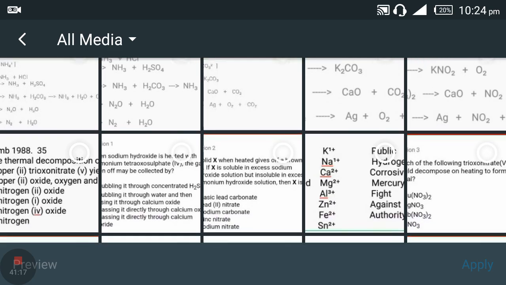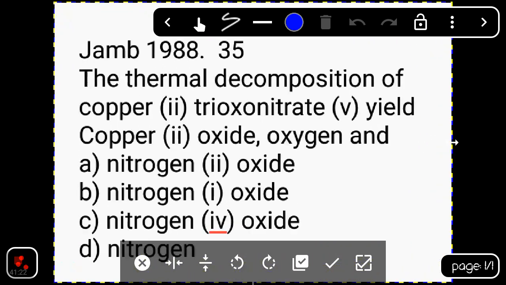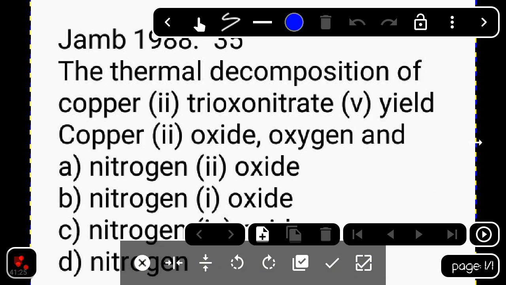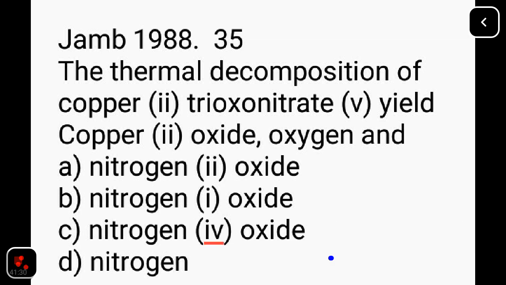Now let's take this last question. I picked it from a past question paper. I copied it. So you have JAMB 1988. If we check number 35, you see this question here. The thermal decomposition of copper(II) trioxonitrate(V) yields copper oxide, oxygen, and what does it give here, right?